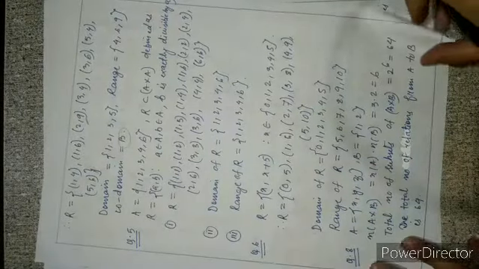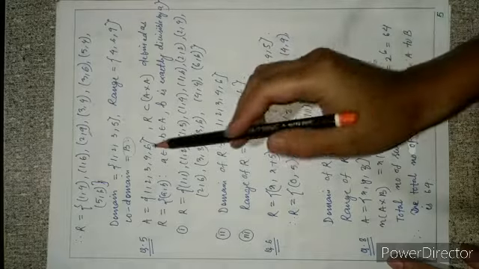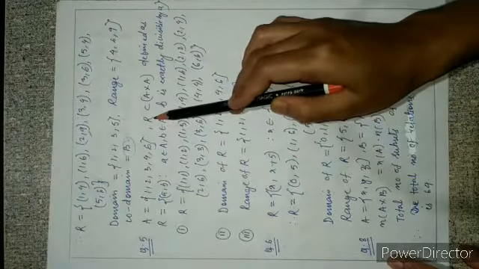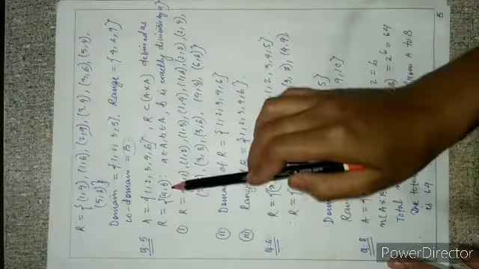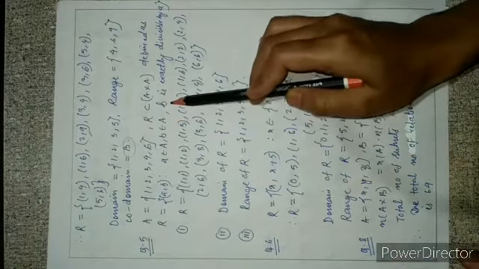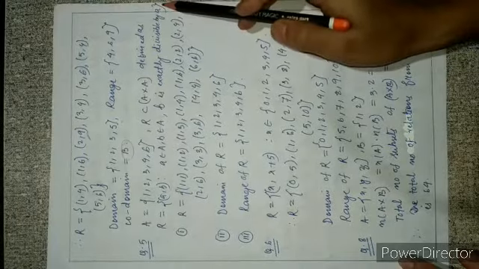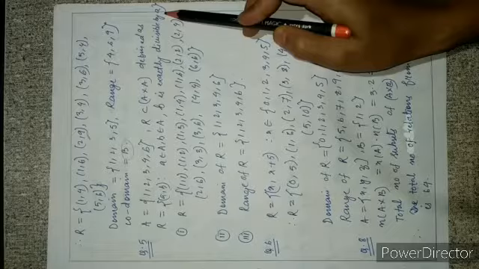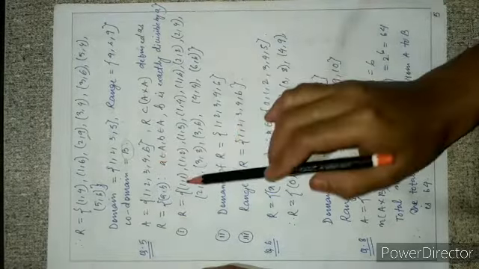Question number 5. The given condition says there is a set A having 5 elements: 1, 2, 3, 4, and 6. And R is the relation defined from set A to set A, containing the ordered pairs (a, b), where a belongs to set A, b belongs to set A, but b should be exactly divisible by a. The second component is divisible by the first.